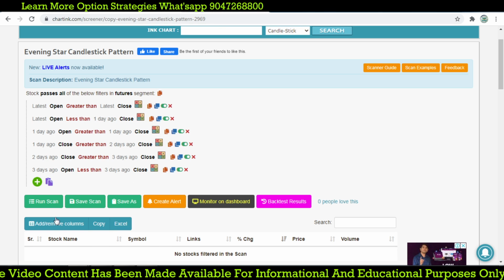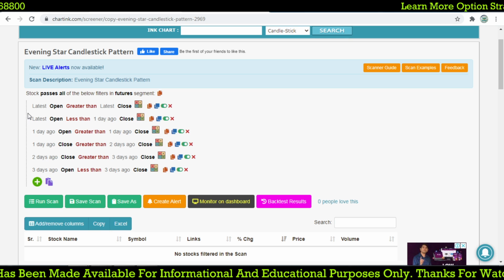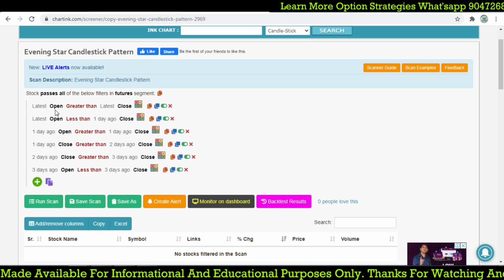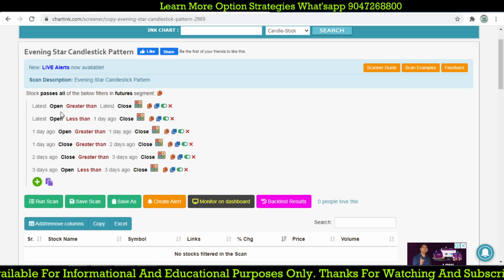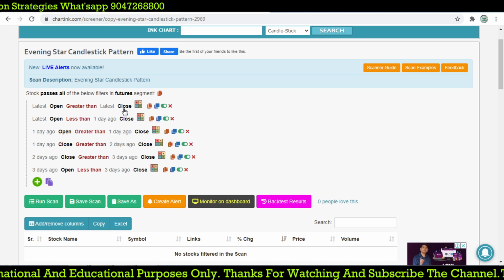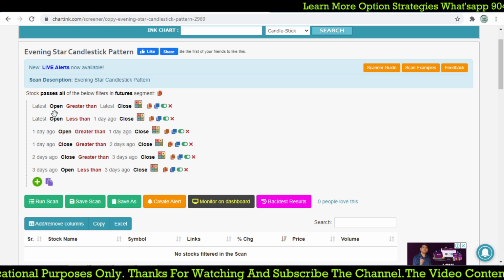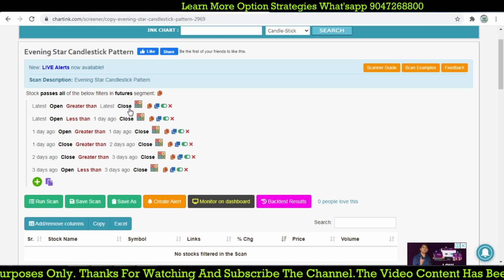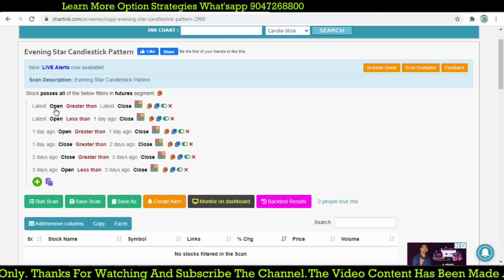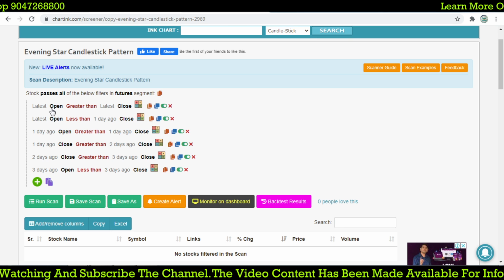on the charting platform, where we are creating the scan. So what is the condition? The latest open is greater than the latest close. So that should be a red candle, right? The open is greater than the close, so that is a red candle.